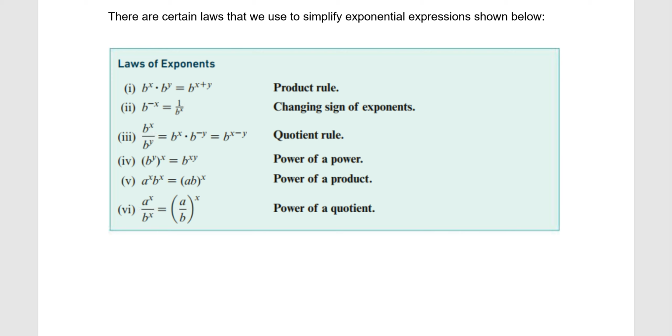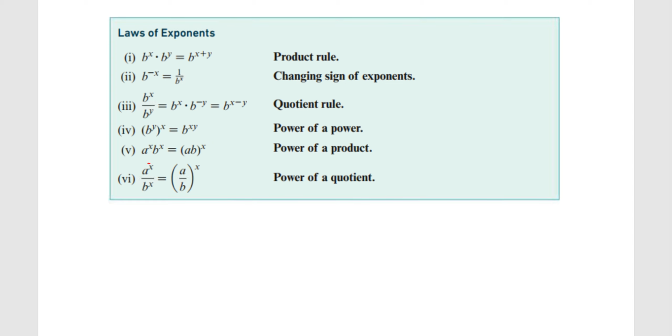If you're dividing common bases, combine them into one by subtracting the exponents. Next one, power to a power, or power of a power. If you have a power to a power, combine them by multiplying. And if you have two factors, both to the same exact exponent, you can multiply them together and then raise them to the exponent. And last one, if you are dividing two different bases raised to the same exponent, you can combine them and raise that quotient to that exponent.